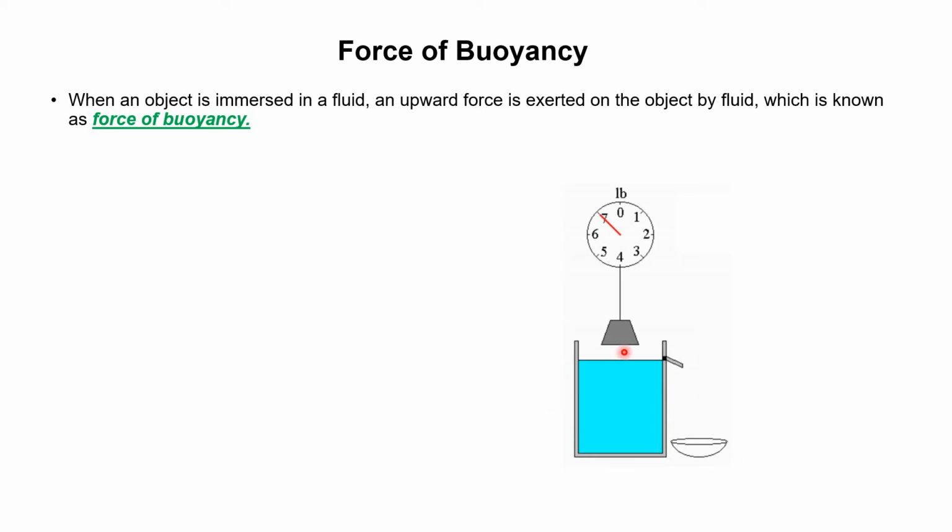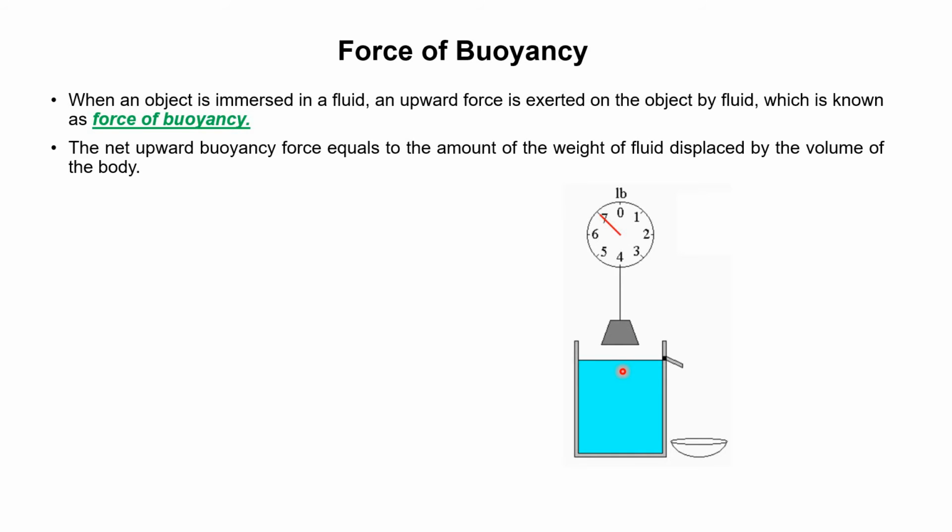For example, here we have a load having weight equal to 7 pounds. When we immerse this iron block inside the fluid, which is water in the present case, an upward force will be exerted by this water on this block. That upward force is known as force of buoyancy. The net upward force equals the weight of the fluid displaced by the volume of the body. What does it mean?